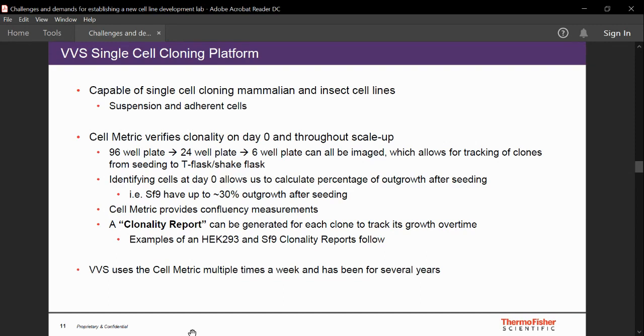The Cell Metric also provides confluency measurements, and a clonality report can be generated for each clone to track its growth over time. I'm going to show you examples of HEK293 and Sf9 clonality reports after this, but this is definitely our clients' favorite part when we go through this and show them these images. They always love to see the clonality reports. We also use the Cell Metric multiple times a week, and we've been doing so for several years. It's a real workhorse instrument in our laboratory.